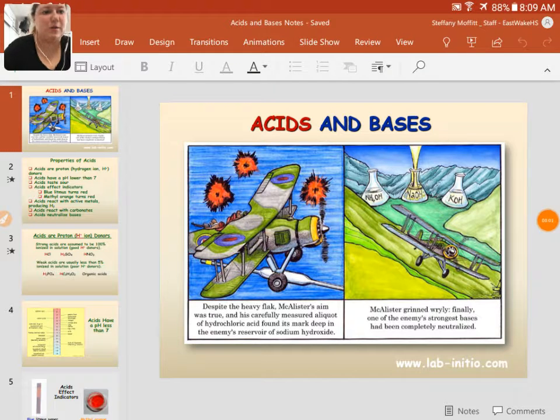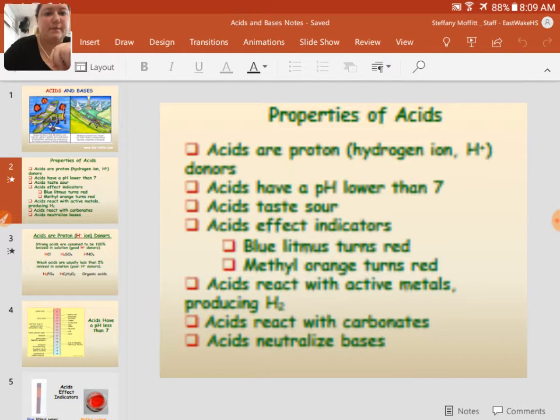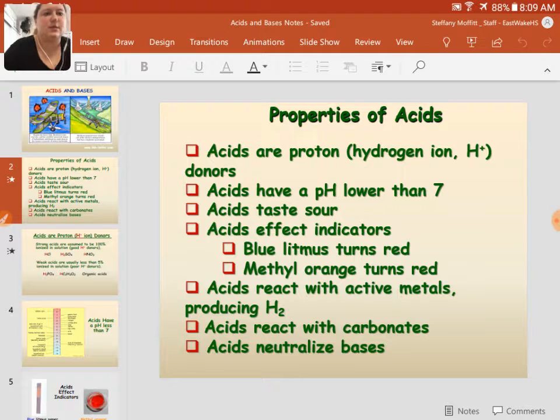Hello. Now we're going to talk about acids and bases. So first up is acids. Acids are proton donors, so they donate that hydrogen proton or hydrogen cation. They have a pH lower than 7, so it's from 0 to 7. They taste sour.